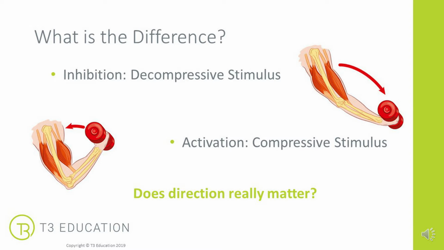If we look at the contraction, that concentric contraction, that flexion of the arm, that's where we're looking to use the tape and the recoil within the tape to create a compressive stimulus. So that is a recoil that's pulling that joint into flexion, shortening, creating an activation in the muscle tissue itself.